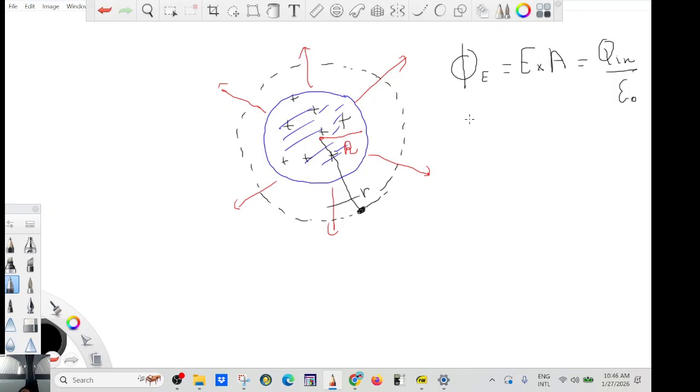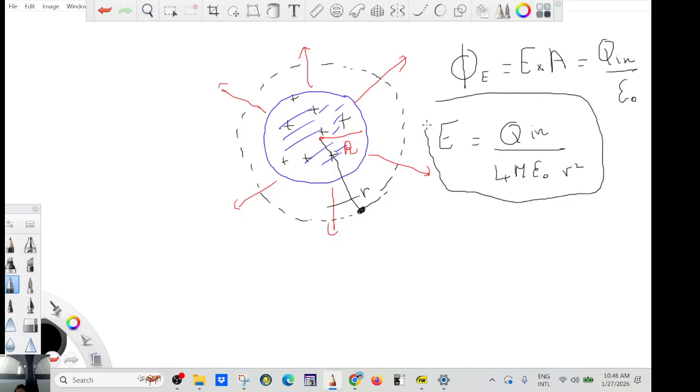And then it's easy, right? So you have E will be equal to Q in over 4 pi epsilon 0 r squared. That will be for r equal to or greater than r. Agree?